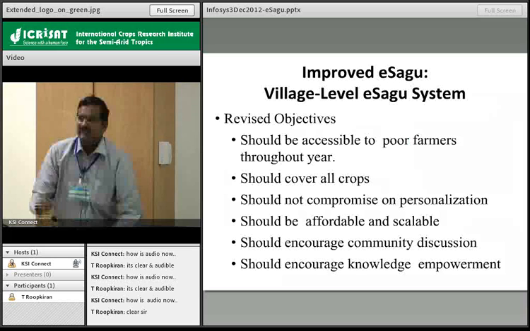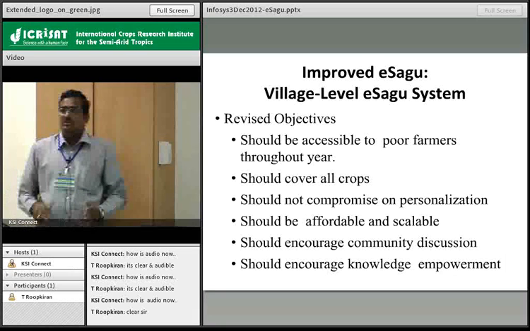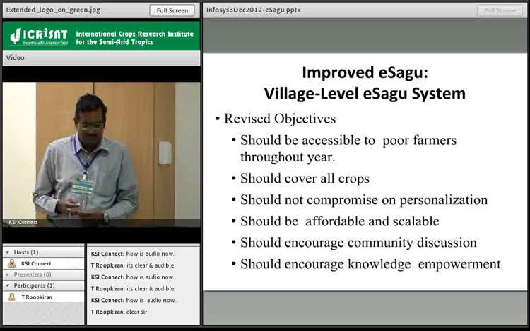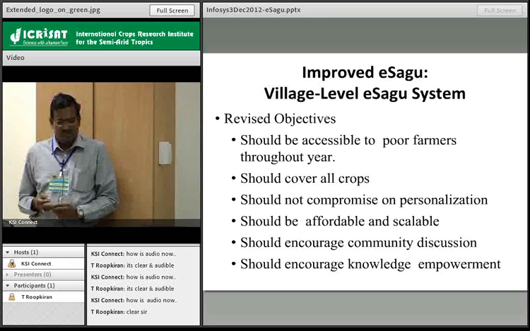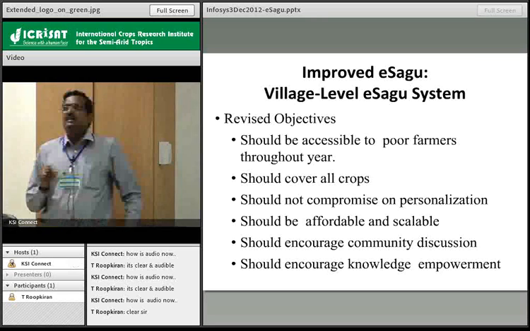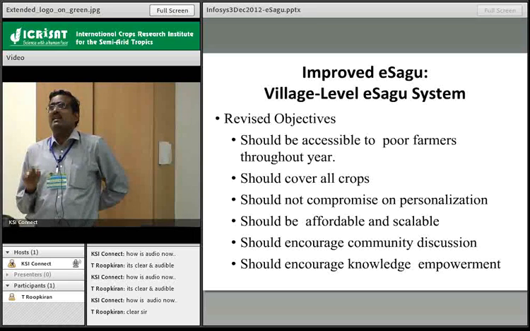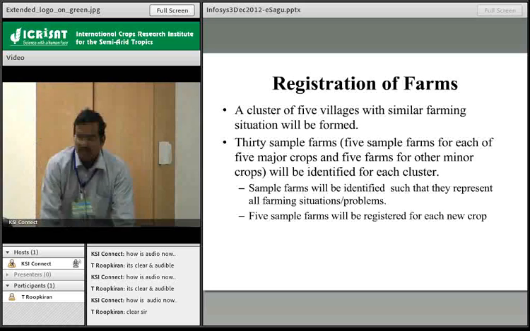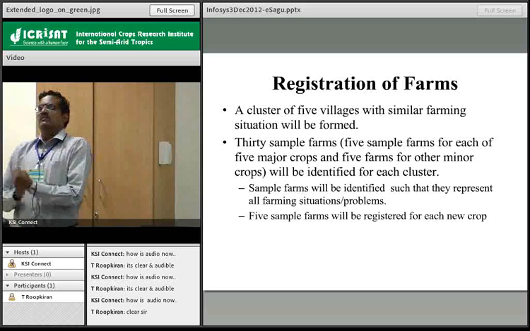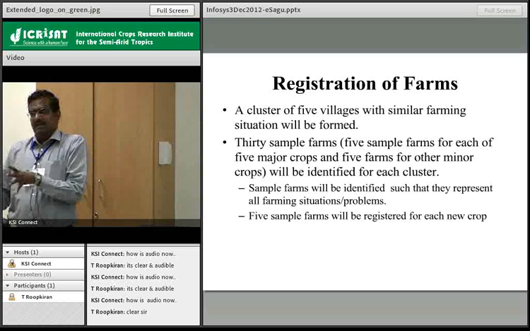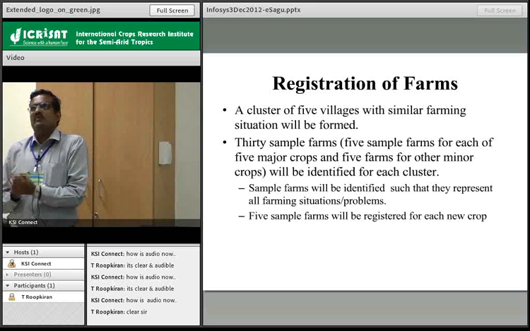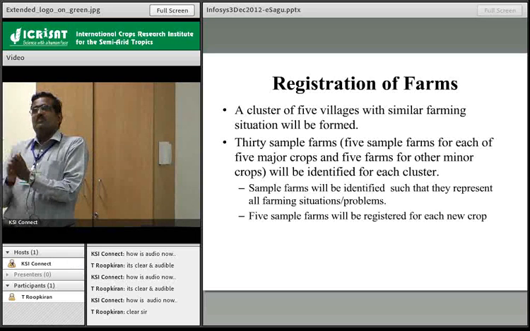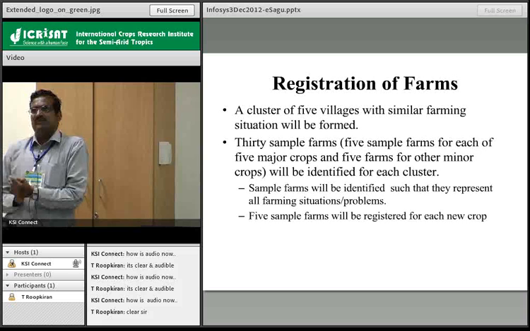So I revised the objectives. It should be accessible to poor farmers. As a result, poor farmers are not coming to me. It should cover all the crops, should not compromise personalization, should be affordable, scalable, and should encourage community discussion. It should also encourage knowledge empowerment. So this is the new version of ESOP that is running now. For a cluster of 5 to 6 villages, we identified 25 farms: 5 cotton, 5 chili, top 5 crops. For the 5 cotton, a combination of samples, black soil and red soil, will be selected.